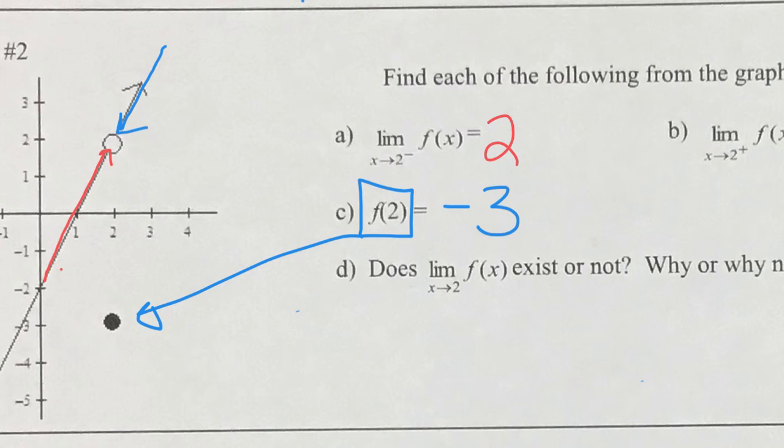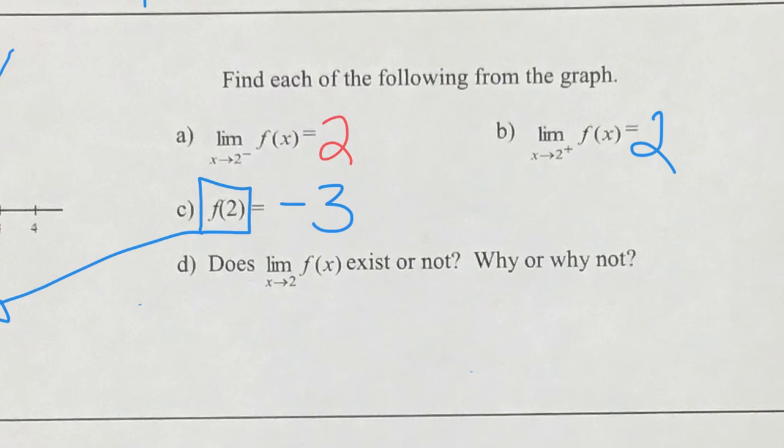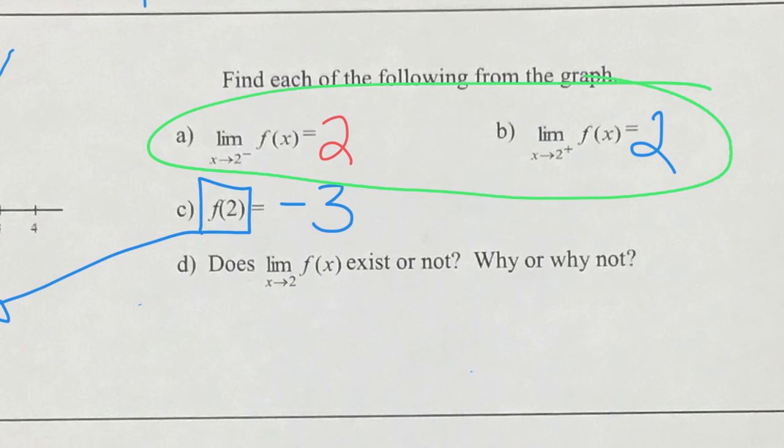Okay, but so does the limit exist at positive 2? Yes, it does. And why does it? They both go to the same spot. -3 is a real number. And 2 does exist, yes, because of this thing right here. The left side goes to positive 2, the right side goes to positive 2, and positive 2 is real.